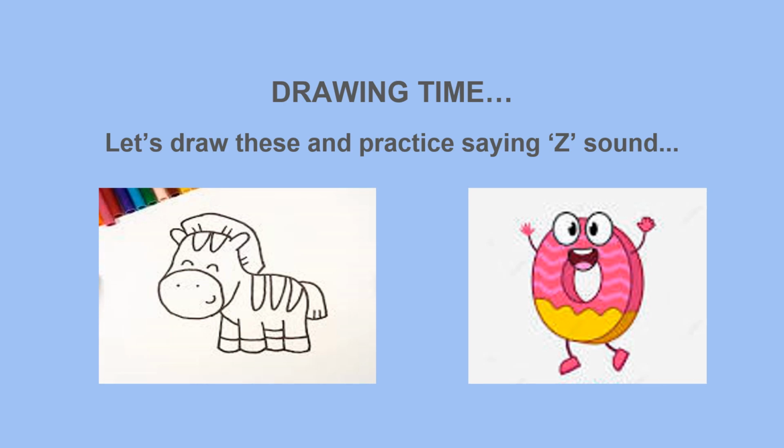Okay, kids, now you can try drawing these two pictures. One is of the zebra and one is of zero. And while making and coloring these pictures, you can practice saying the z sound, like z zebra and z zero.